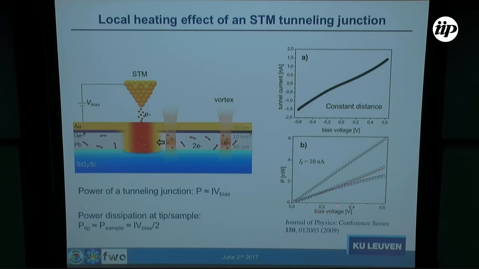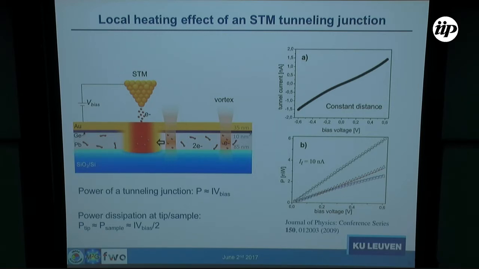And at smaller values of this bias voltage, the power dissipated in the two electrodes is almost equal to each other. So by using this STM tunneling junction as a local heater, we might be able to heat up the superconductor locally, just like what they did with the laser beam. And then this will also generate a temperature gradient, which will attract the vortices to this hotspot. But this gives us more controllability compared with the focused laser beam.